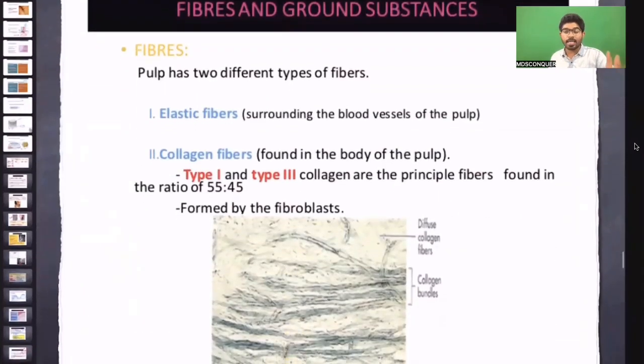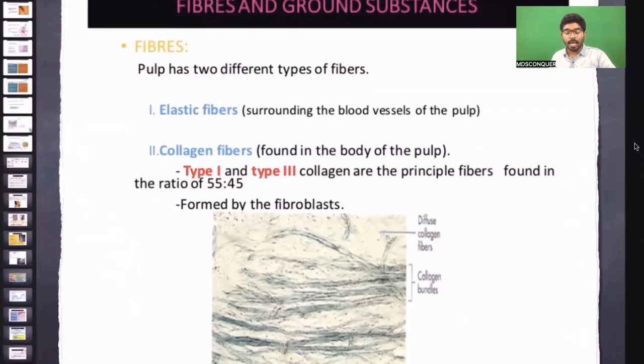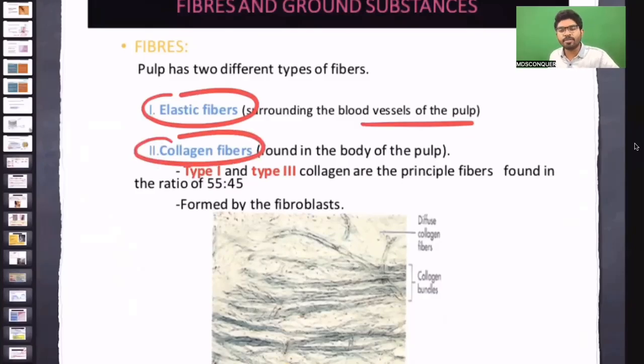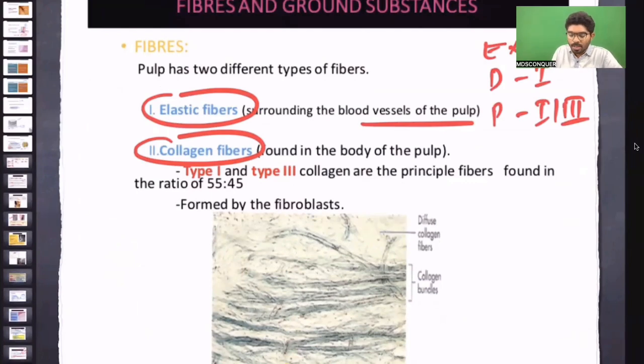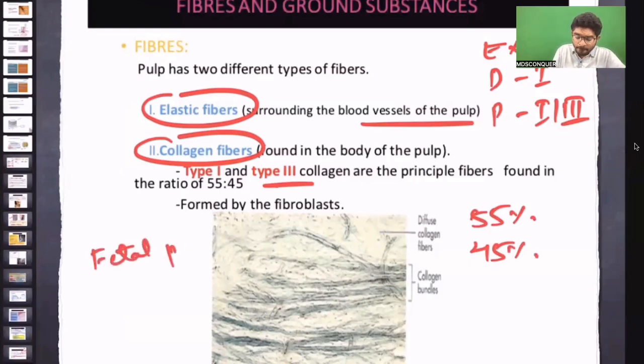The next comes, as I said, fibroblast. What are the types of fibers which are present in the pulp? One is elastic fibers, which are surrounding the blood vessels. Second one is collagen fibers. What type of collagen fibers are present in the pulp? Enamel, no collagen; dentin, type 1; pulp, yes, type 1 and type 3. Which is predominant? Type 1. Type 1 is 55%, type 3 is 45%. If I'm asking fetal pulp, which type of collagen is present in the fetal pulp?